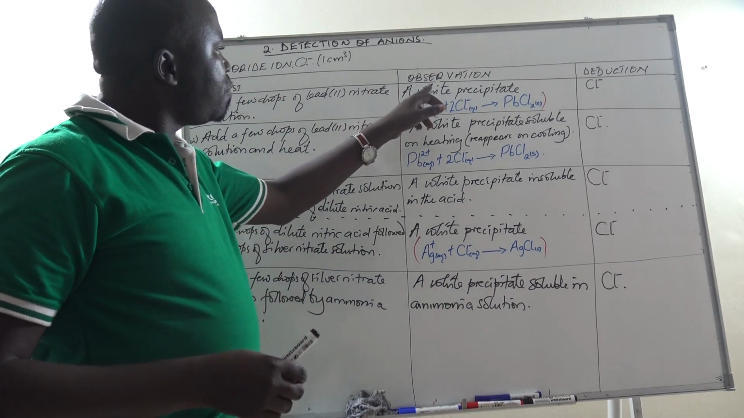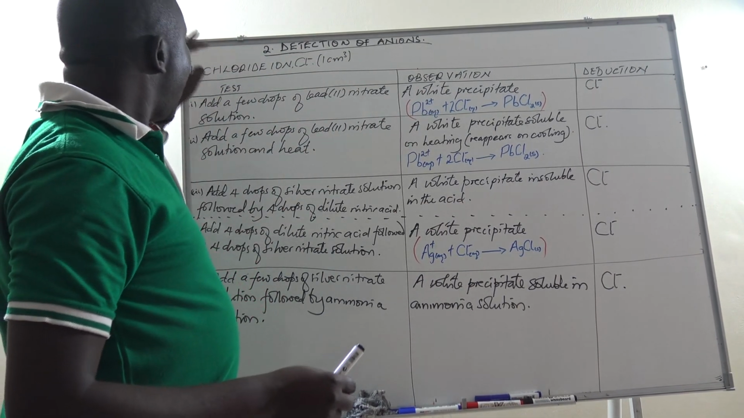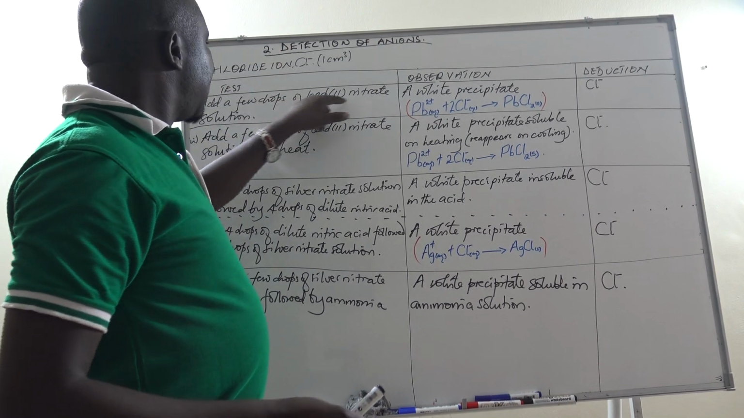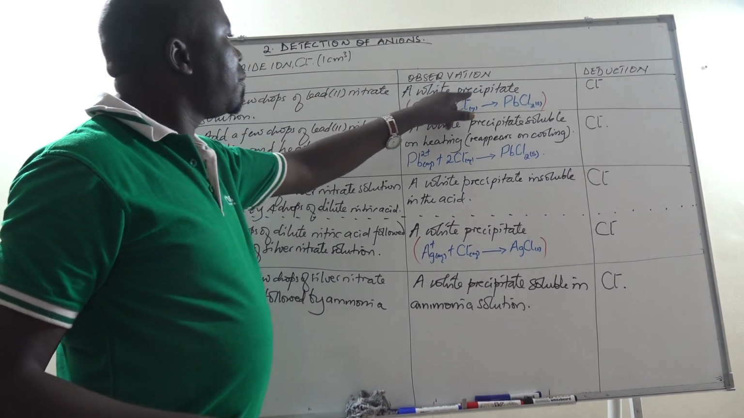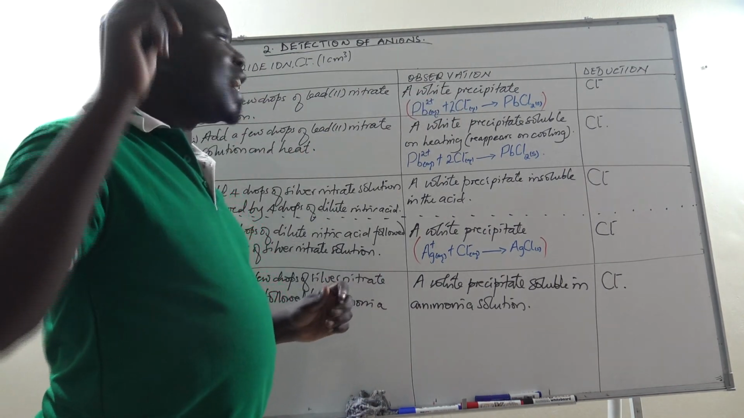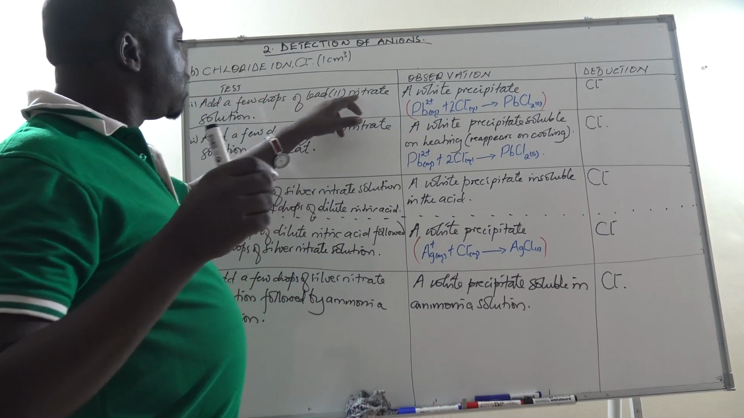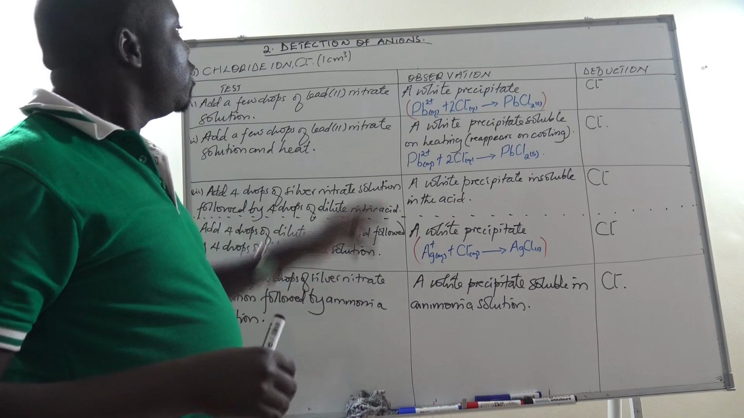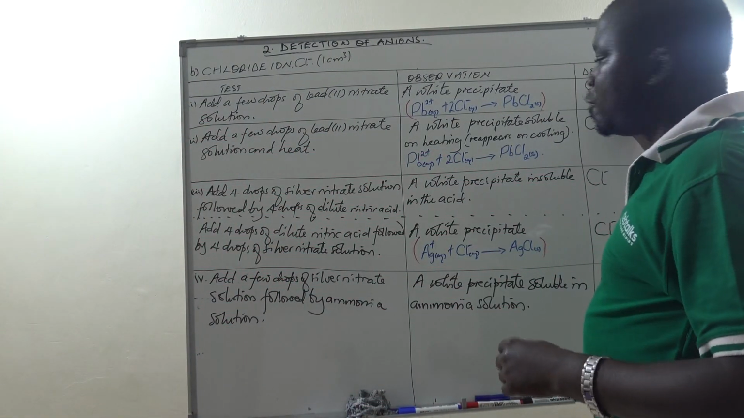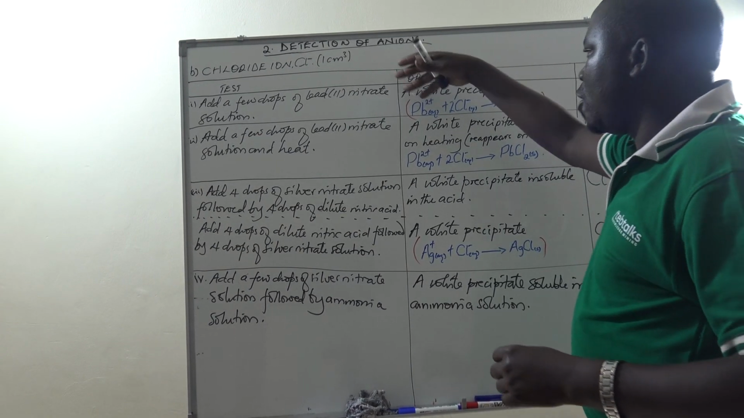So I want you to be able to see something here: when we are detecting sulfate ion and when we are detecting chloride ion, we use the same lead nitrate solution and we get the same observation of a white precipitate. Therefore, when you have been asked to add a few drops of lead nitrate solution to a solution under test, should you get a white precipitate, do not just write chloride ion, you also need to put what? Sulfate ion, because both of them give us the same observation.